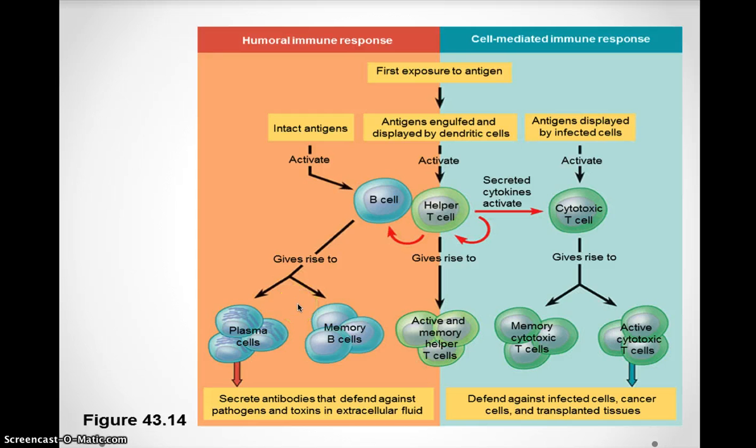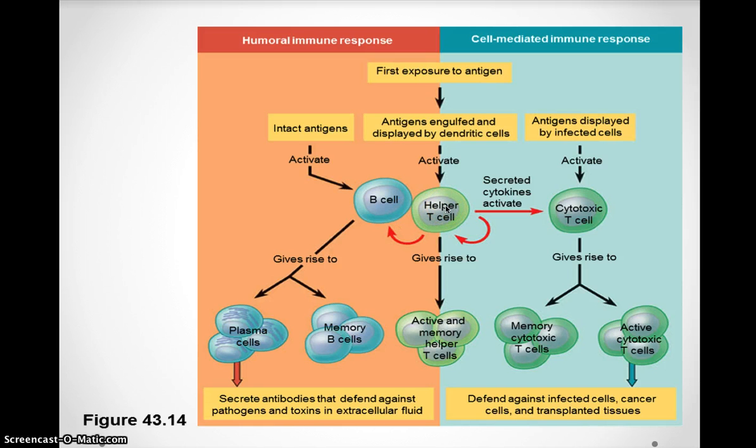So here's a pretty handy little chart which breaks it down. On the left side in the red here, we have the humoral response. On the right, we have the cell-mediated immune response. So here we have first exposure to antigen. We go down. Antigens are engulfed and displayed by dendritic cells. Now what that does is activate helper T cells. And then we can go one of two ways here.